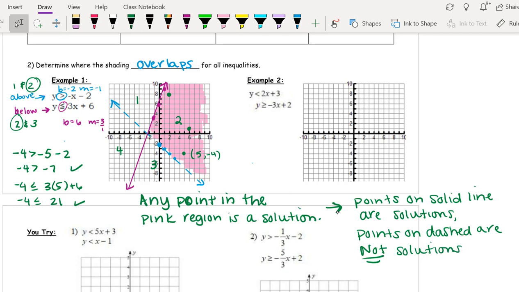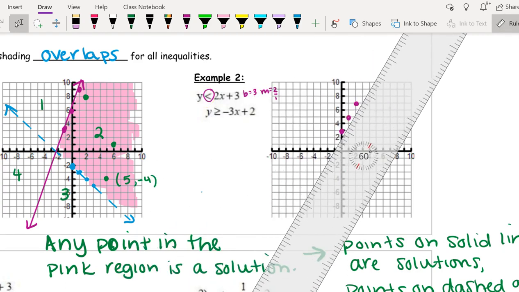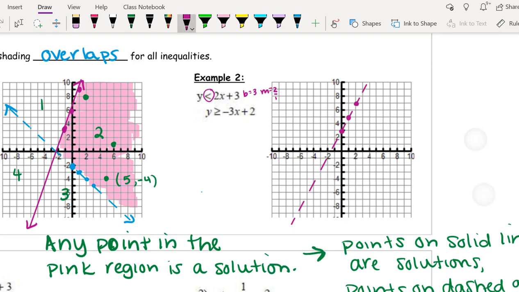Okay, so if we look at number 2, I'm just going to go through a quick example of this again. So I'm going to plot, so my b is 3 and my m is up 2 over 1. So I go to positive 3 and I'm going to go up 2 over 1, up 2, right 1. This is a dashed line. Then I have, this is going to be below.